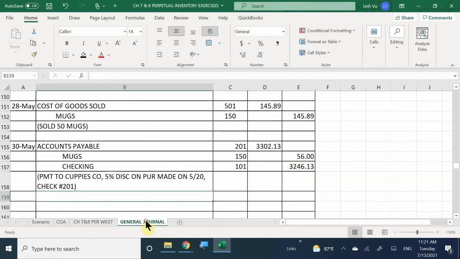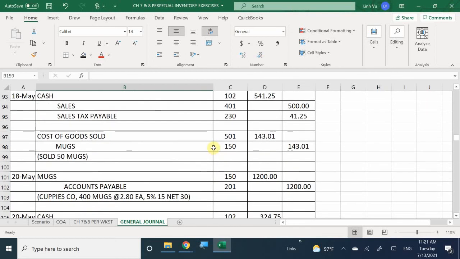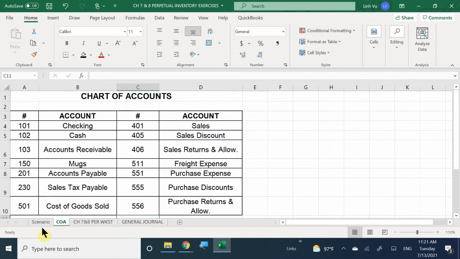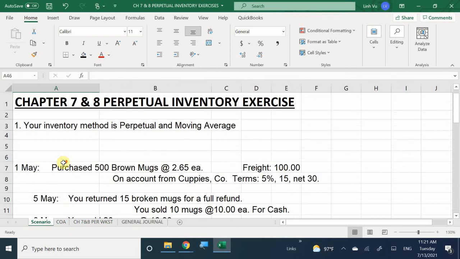Okay, and that's it. We finished our journal, our inventory matches. We got 700 on both sides. We filled in our journal exactly how I want you guys to do it with account numbers and all. We followed all the rules and so on and so forth. So that is it for the chapter 7 and chapter 8 exercise.